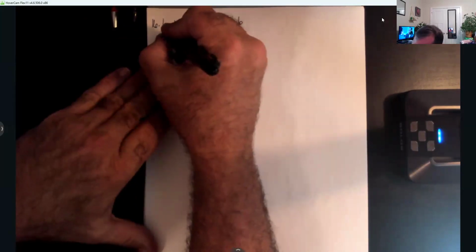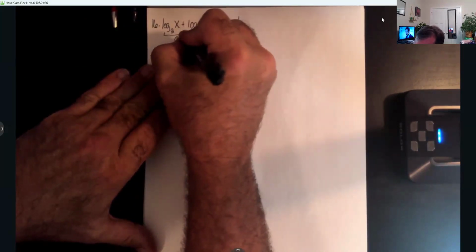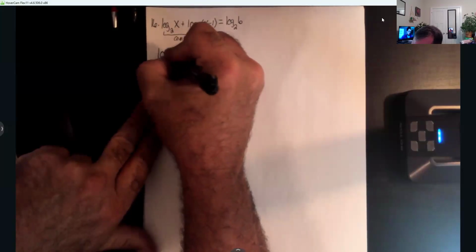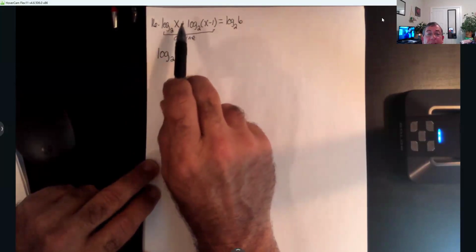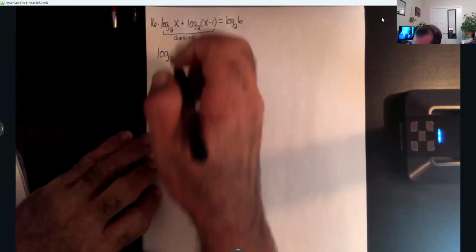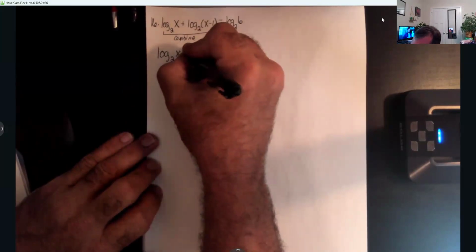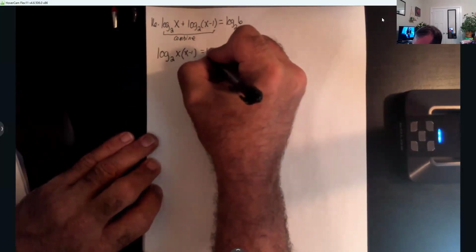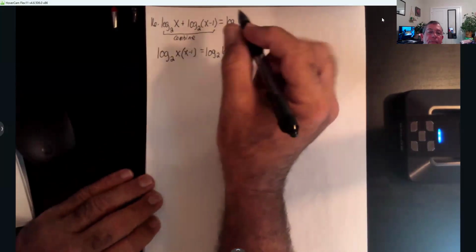All right, y'all, so we definitely got to combine this left side. So I got a log 2. And they're being added. So we know this will be a product. So we'll have our x times x minus 1. That's going to equal log 2 of our 6.